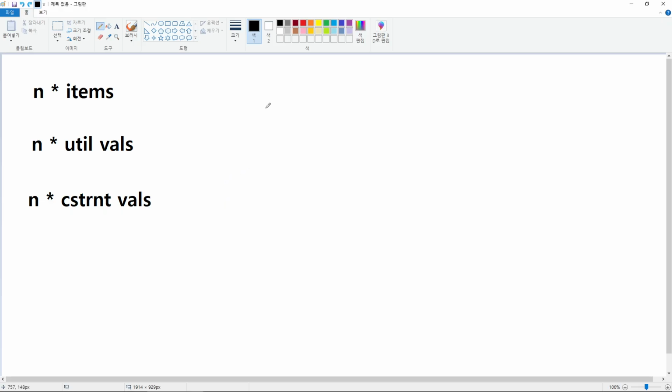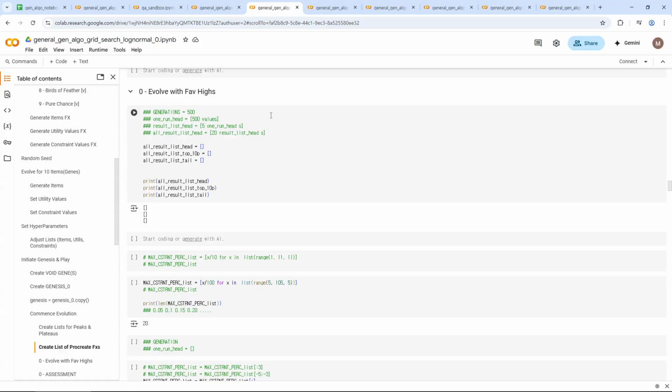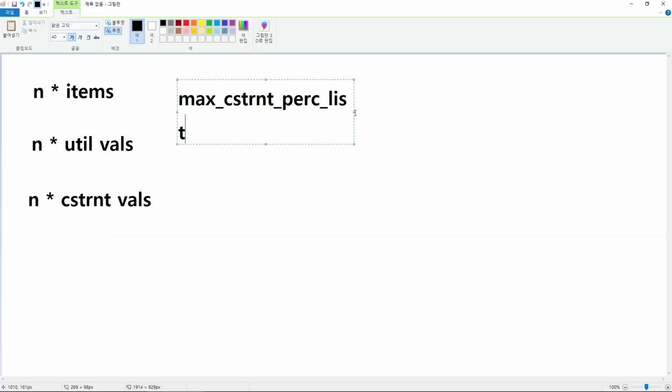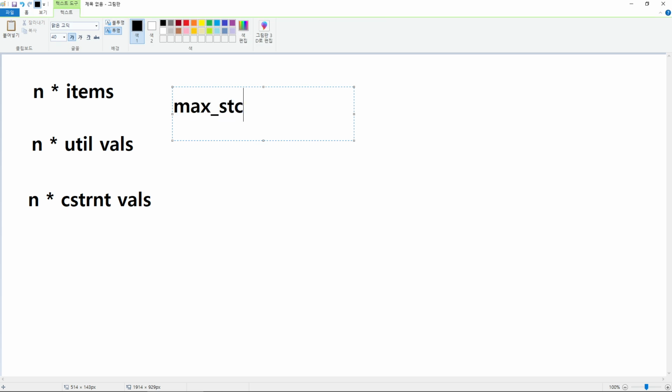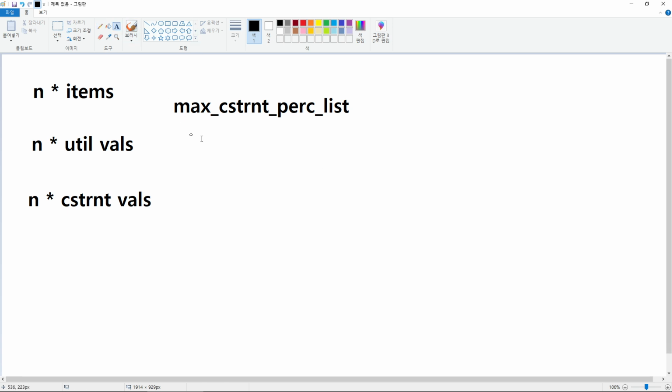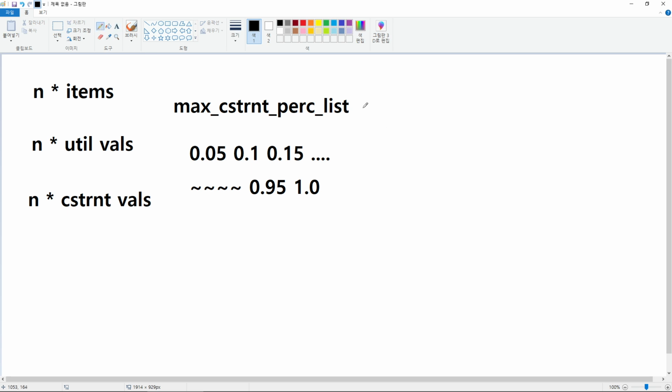Yeah, so, and the max constraint, that was so bad, I'm just going to type it. So the max CST RNT percentage list is going to, should I try again? Max CST RNT per list is going to start from 0.05, 0.1, 0.15, and all the way to 0.95 and 1.0. So there are 20 values. There are 20 values that can each be a max constraint percentage.